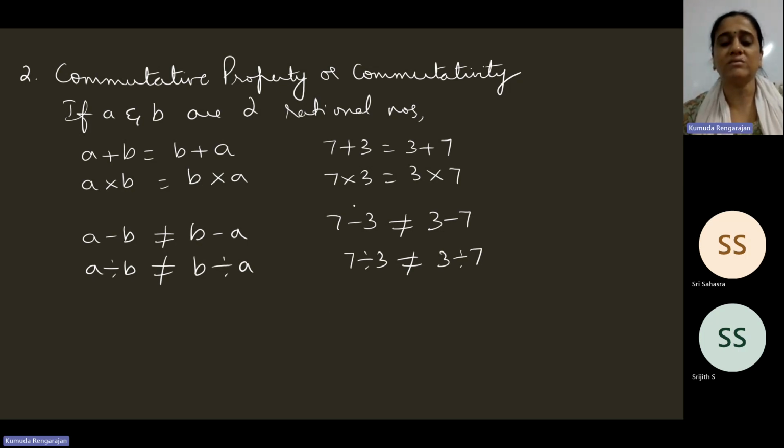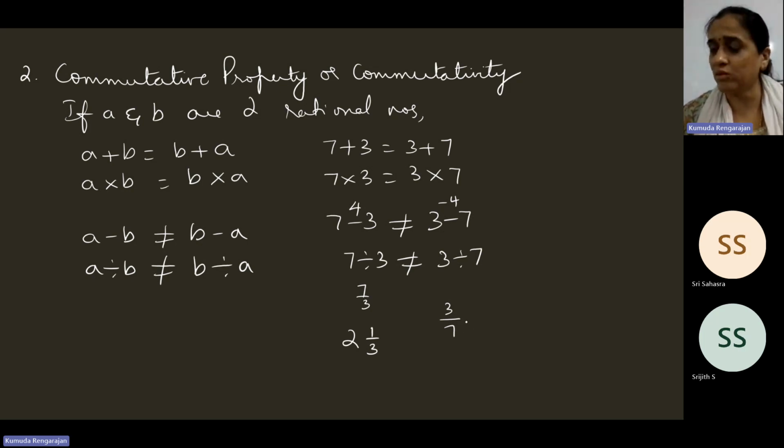Correct. Because here 7 minus 3, the answer is 4. 3 minus 7, the answer is minus 4. This is 7 by 3. What is 7 by 3 as a mixed fraction? 2, 1 by 3. And what is this 3 by 7? It's a proper fraction. Its value is less than 1. This one is 2, 1 by 3, its value is more than 1. So they're not equal.